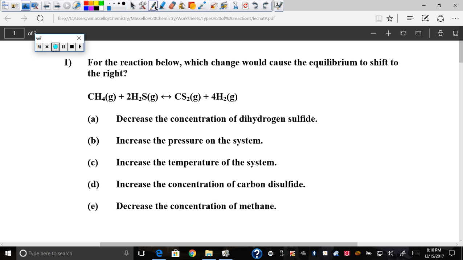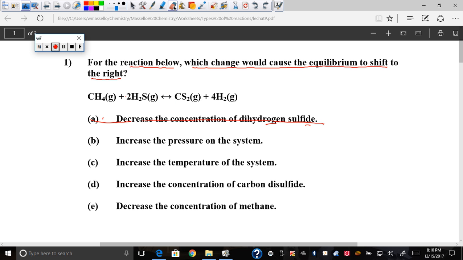All right, the question says, for the reaction below, which change would cause the equilibrium to shift to the right? So we want it to shift to the right. Okay, if we decrease the concentration of dihydrogen sulfide, which is right here, so if we decrease this, we remove it. Now it's just like pulling the plug in the bathtub. If we remove it, everything would flow to the left. Everything would shift to the left. So it's not that one. Okay? It's not that answer choice. We want it to shift to the right.